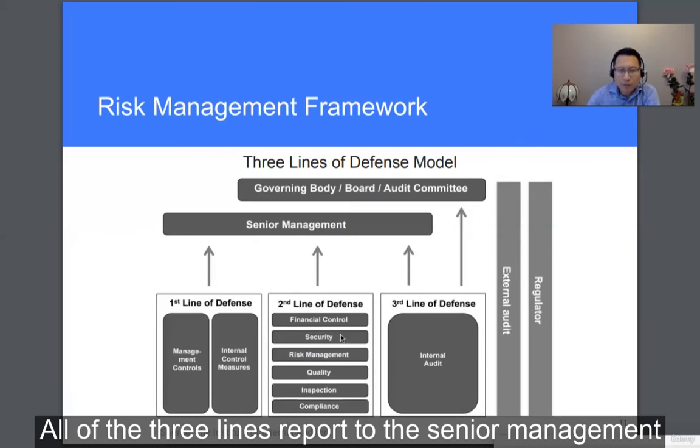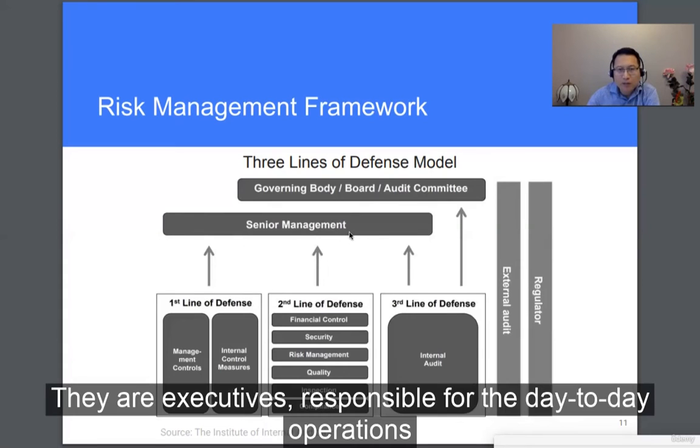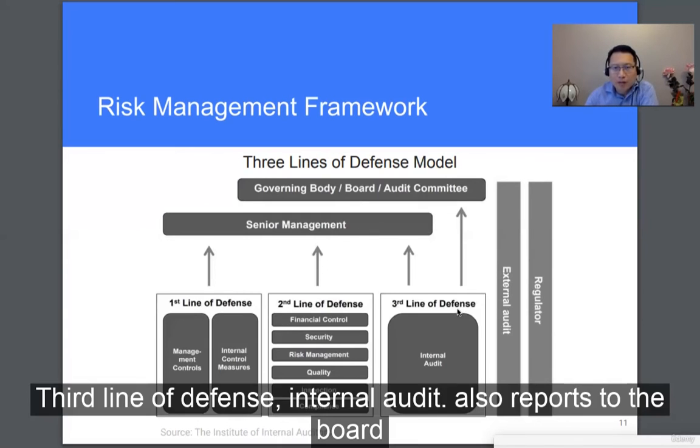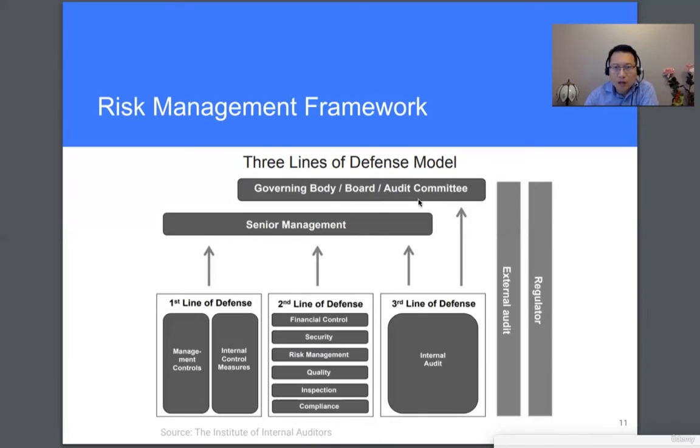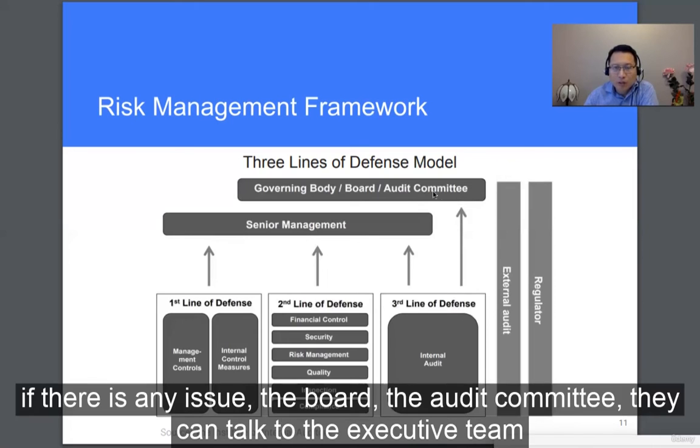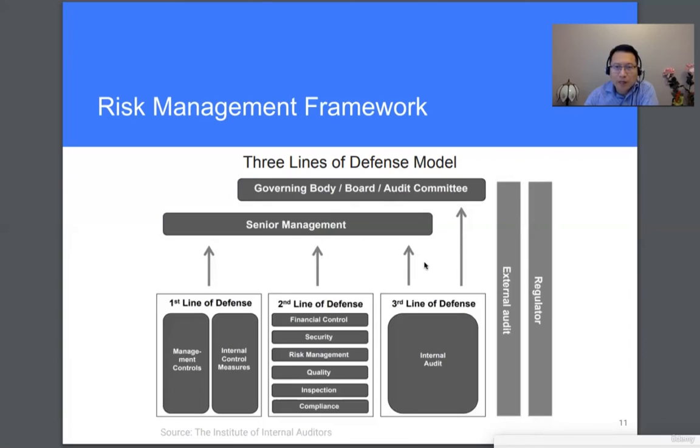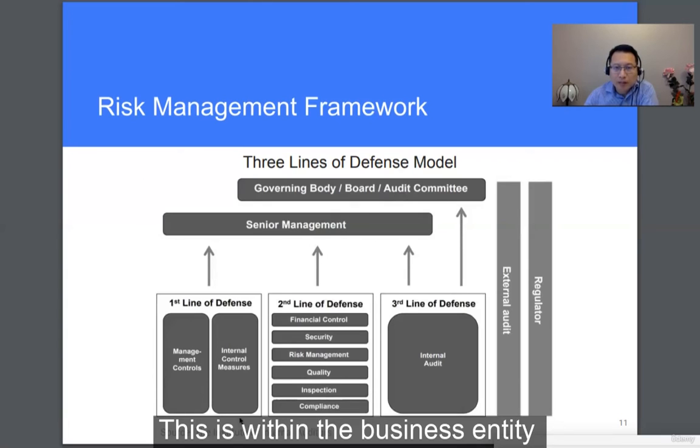All of the three lines report to the senior management. They are executives responsible for the day-to-day operations. The third line of defense, internal audit, also reports to the board. So there's an audit committee. If there's any issue, the board audit committee can talk to the executive team. This is within the business entity.